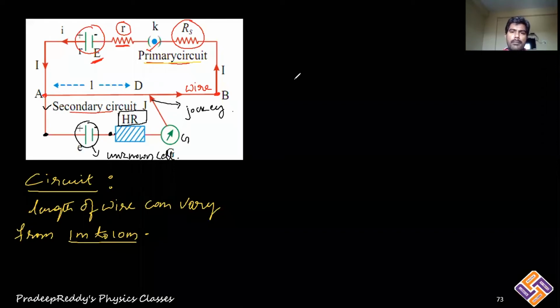Therefore, the bottom portion of the circuit is in parallel with this portion AD. Check it up. So A is the initial position of the wire and D is the point where you are placing jockey. The upper portion AD of the wire is in parallel with this bottom secondary circuit. Okay, so AD is now connected in parallel with the secondary circuit, which is at the bottom of wire AB.